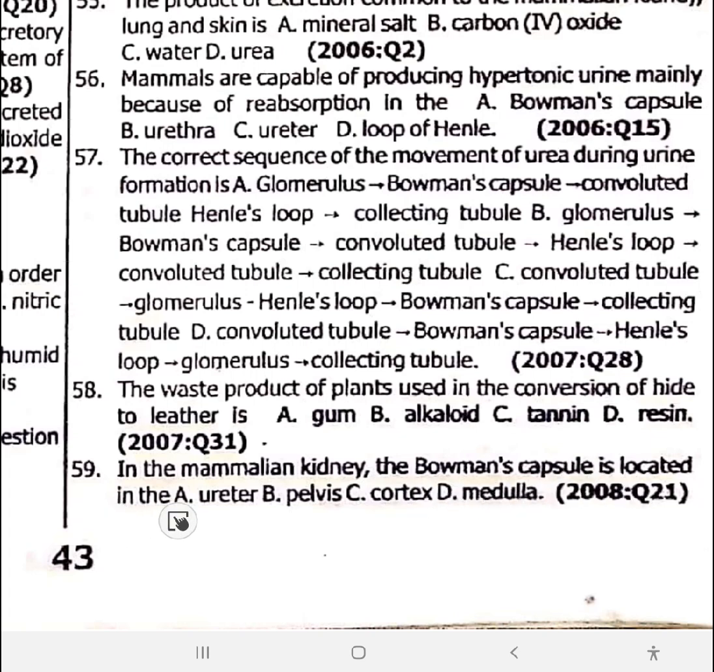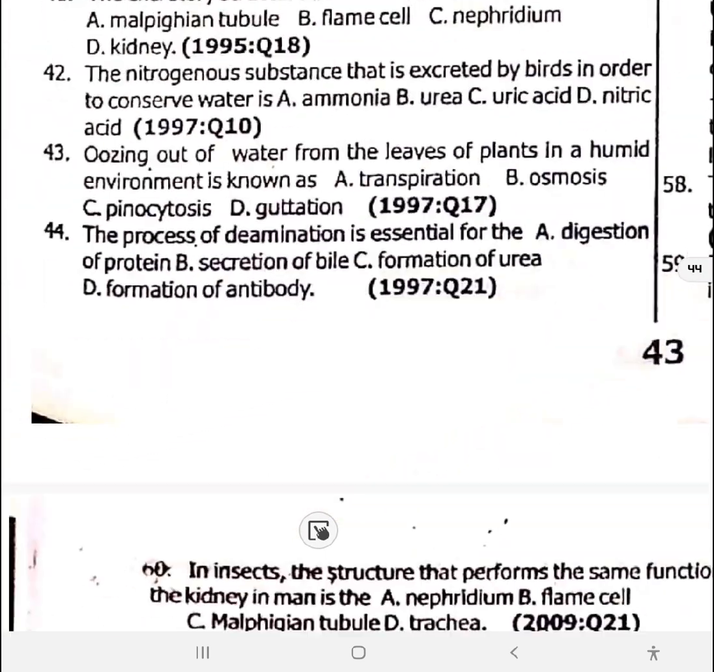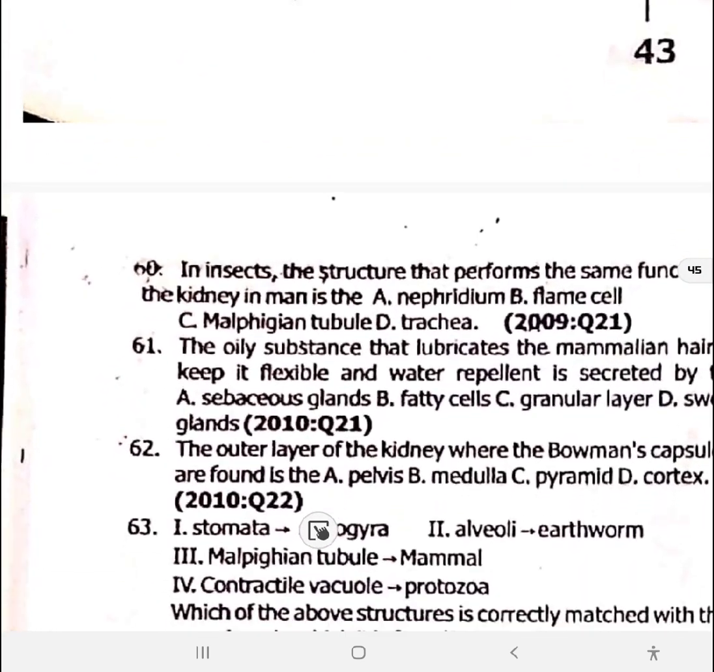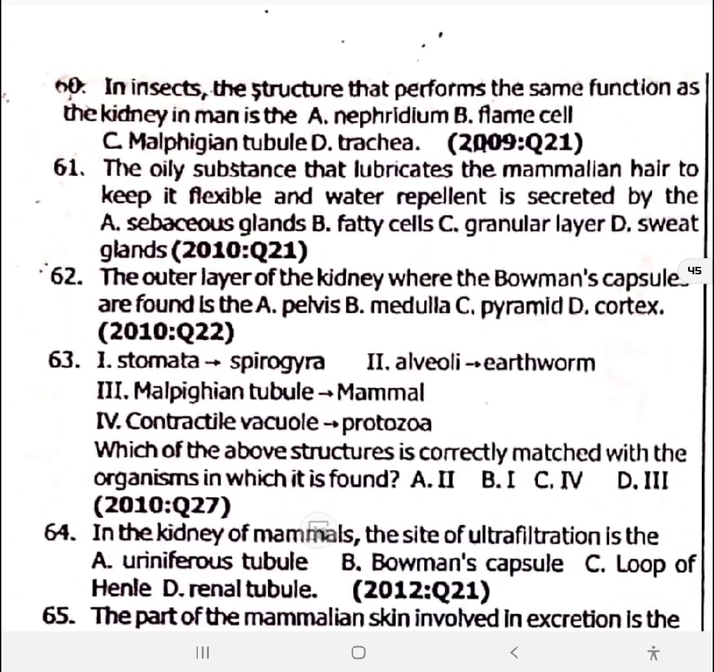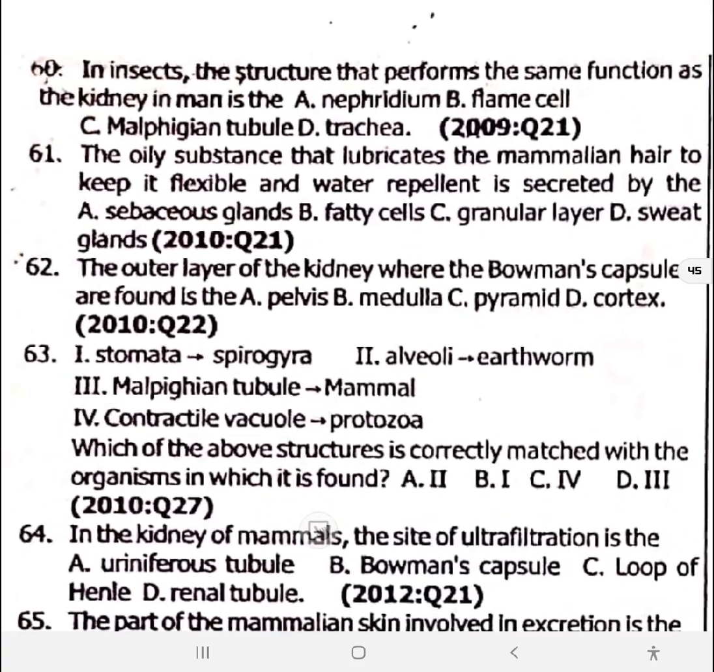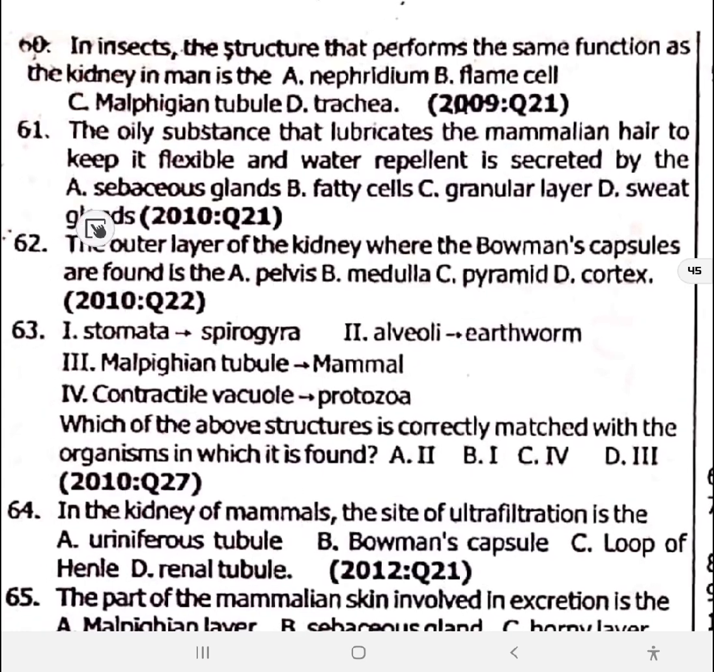59. In the mammalian kidney, the Bowman capsule is located in the. Do not forget, we said apart from the loops of Henle that is located in the medulla, the other ones are located in the cortex. 59 is option C. Then 60. We have 67 questions here, so we are almost done. 60. In insect, the structure that performs the same function as the kidney is Malpighian tubule. 60 is option C.